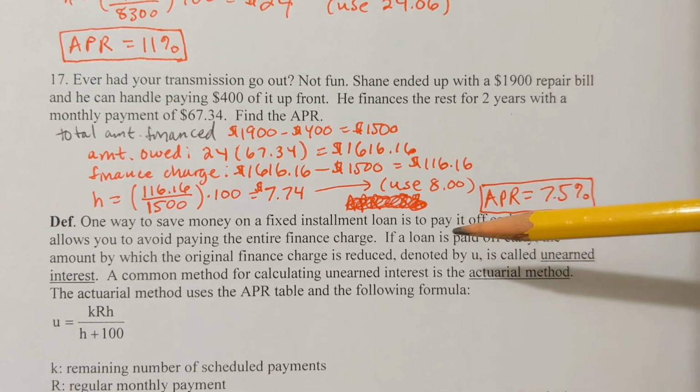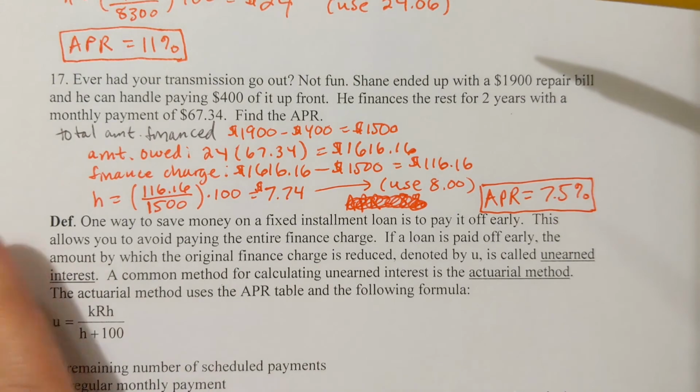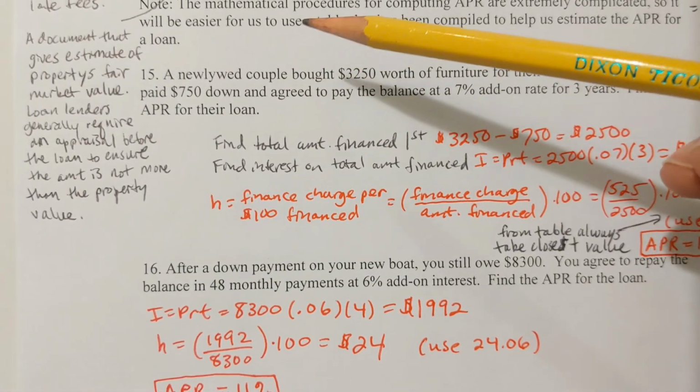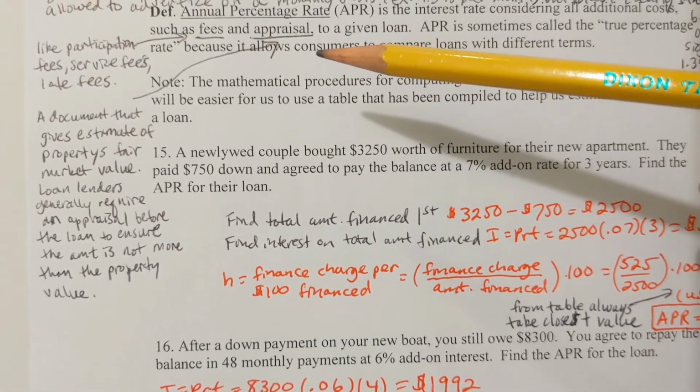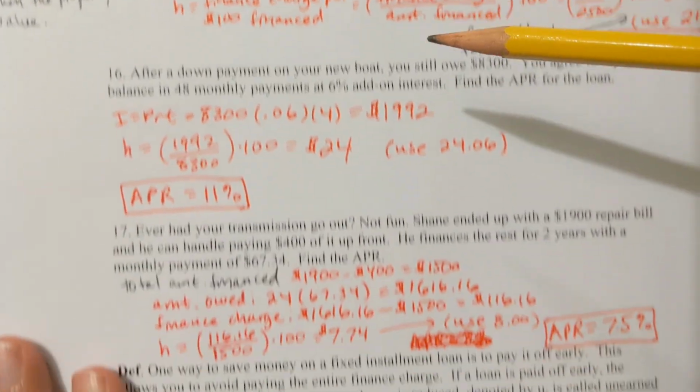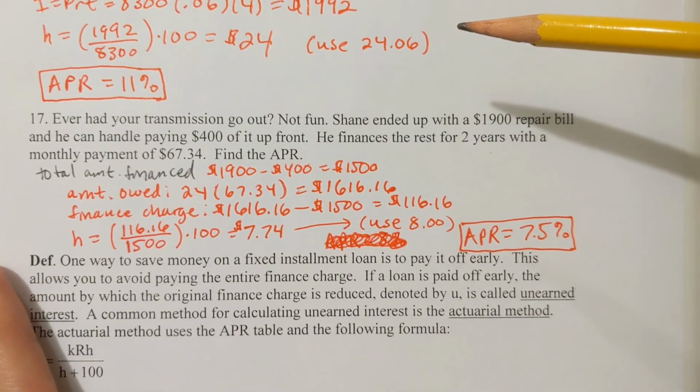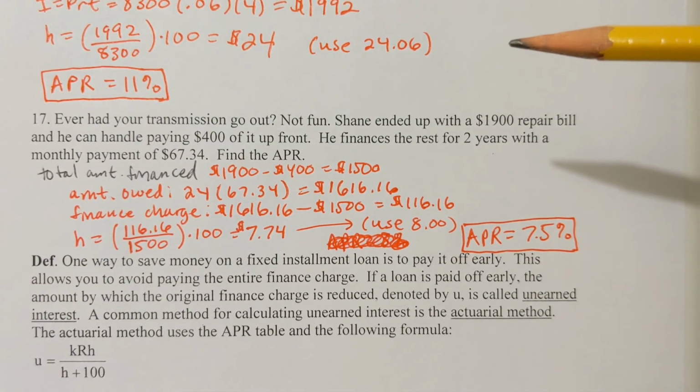Okay, and the annual rate, of course, includes any late fees, any service fees, any sort of fees that they're going to get you with, so you know the true percentage. Okay.